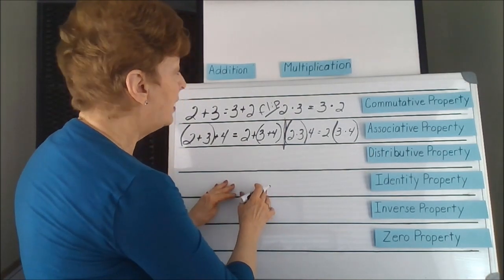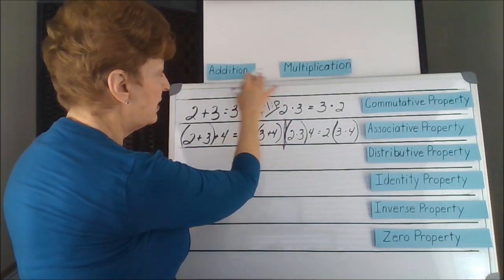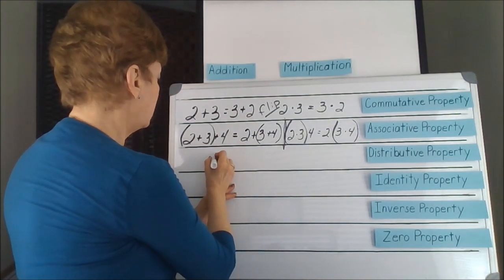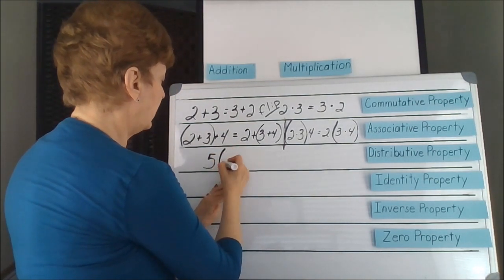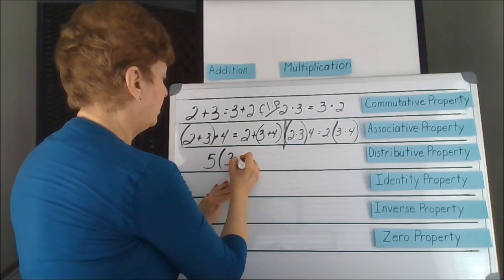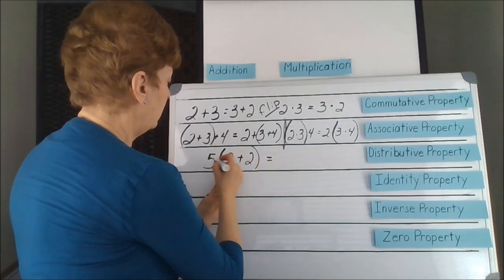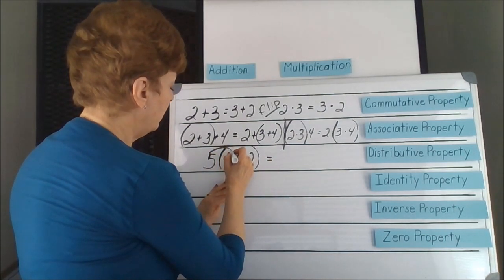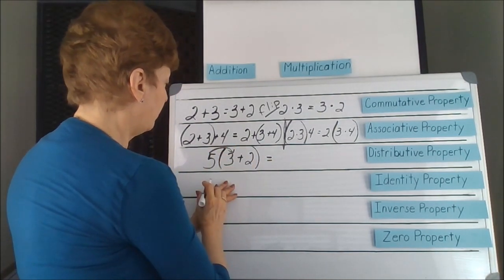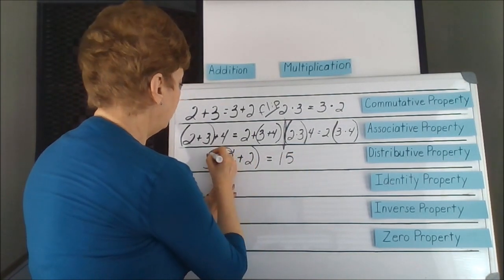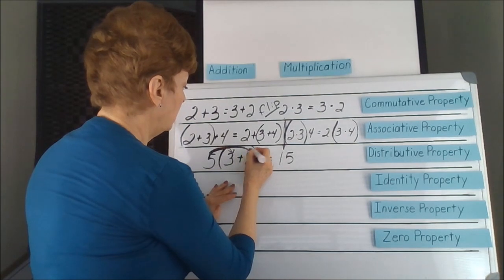Distributive property uses multiplication and addition in the same one. It looks like this. 5 times the quantity, 3 plus 2 is equal to, we will distribute this by doing multiplication. The first term, 5 times 3 is 15, and 5 times 2 is 10.